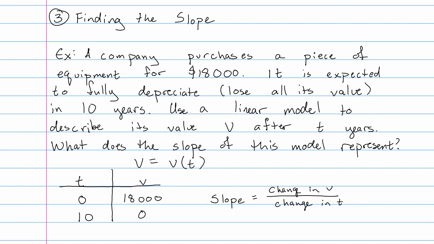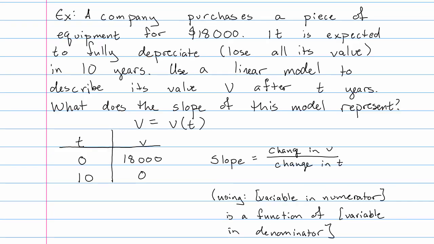So, two things to be aware of. We use change in v in the numerator, change in t in the denominator, when v is a function of t. There's probably a slope formula that you're already very familiar with, that I'm going to relate this to in just a moment. And if you are very comfortable with a slope formula that you're already familiar with, you can absolutely use that method. But so here, our change in t, the time increased by 10 years, and the value decreased by 18,000.